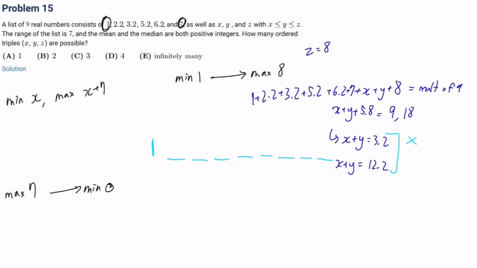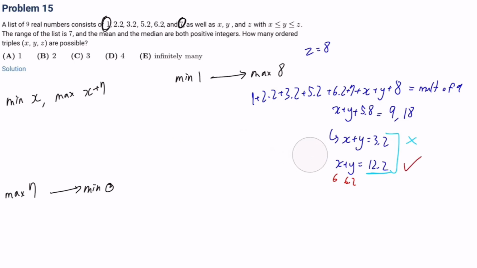Okay, what if x plus y is equal to 12.2? Same thing, the middle number has to be x or y, and we can see that we can do 2.2, 3.2, 5.2, and then we can have 6 like that as one of the x or y. Then if x is 6, y has to be 6.2, right? And so we have 6.2, which is y. We have one more 6.2, which is from here. And we have 7, which rounds it off nicely. So this is possible, right? So we have one case finished.